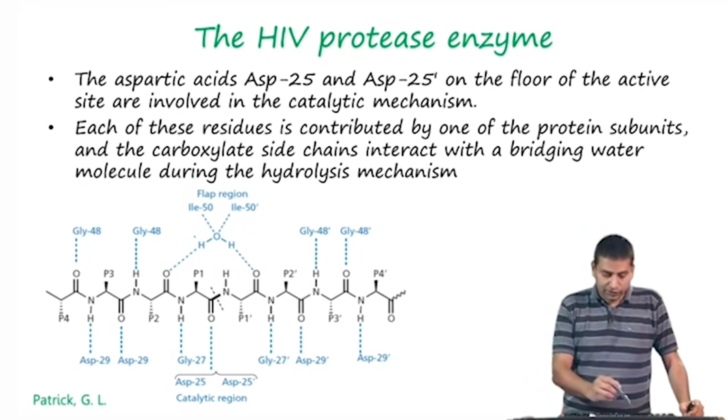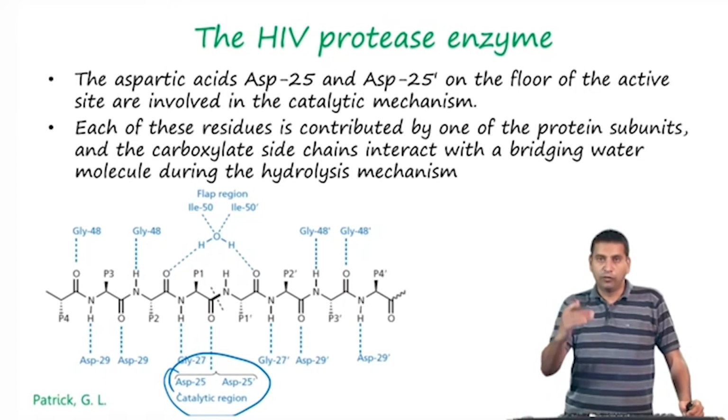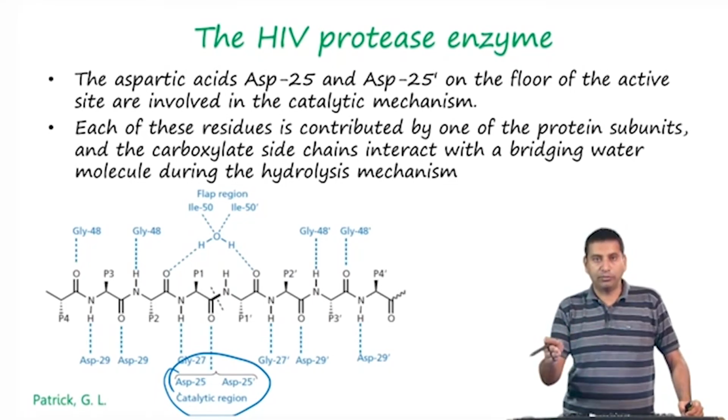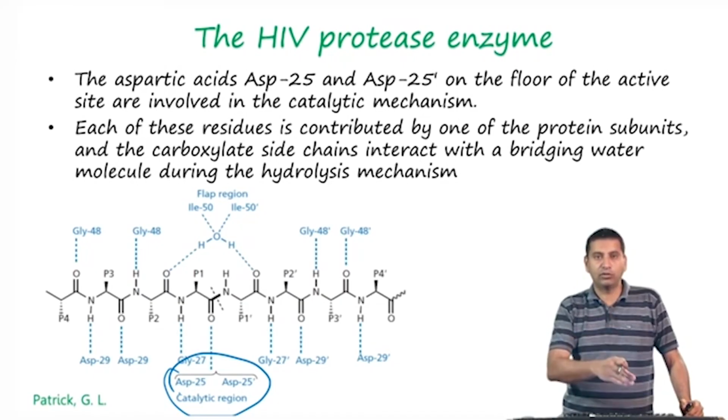The aspartic acid units shown here, ASP 25 and 25 prime on the floor of the active site, are involved in the catalytic mechanism. Each of these residues is contributed by one of the protein subunits, and the carboxylate side chains interact with the bridging water molecule during the hydrolysis mechanism. This is again something that we have looked at previously.